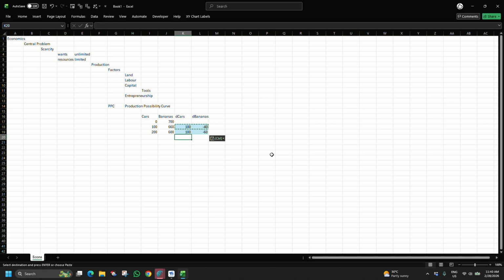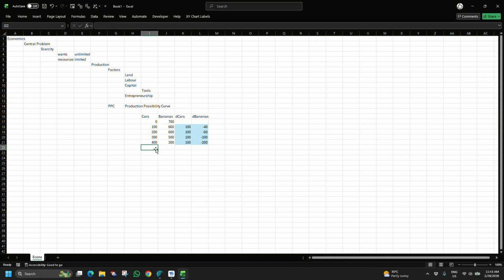Okay, so I copy and paste, right? So to add another 100 cars, you have to lose 60 bananas. Then if you add another 100 cars to 300, we get 500 bananas. So I copy paste the formulas. Now to get another 100 cars, you have to lose 100 bananas. Okay, then to make 400 cars, we have to move some resources away from banana producing, so we can now only make 300, right?